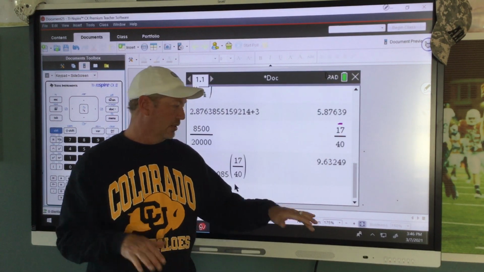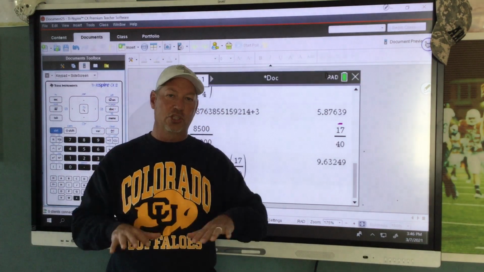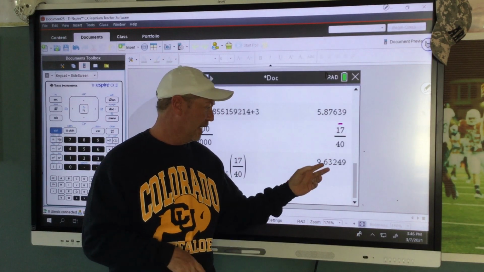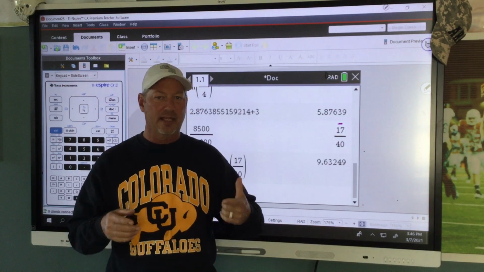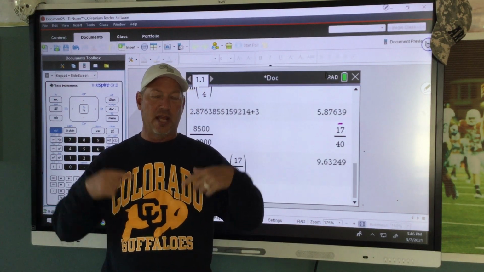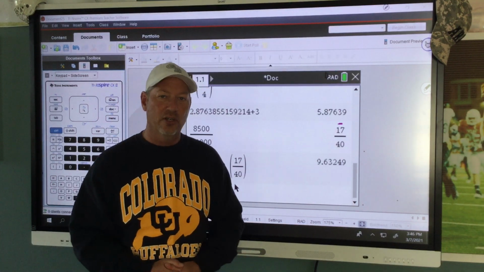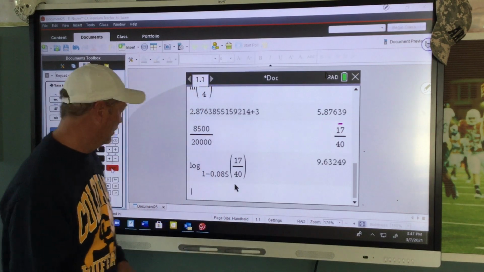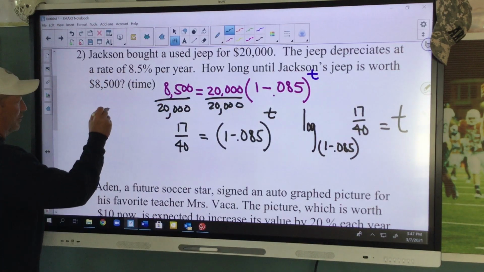Here's the thing, if you cut it off at 9, it would never depreciate all the way down to 8,500, okay? But in this case, you're seeing a 6, so you want to go ahead and round up. No matter what on time, when this depreciation happens, you want to round up. So in this case, it will take 10 years for the Jeep to depreciate to 8,500, okay? So we're going to say 10 years.